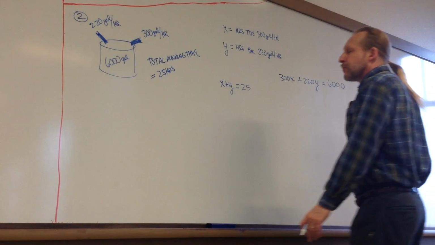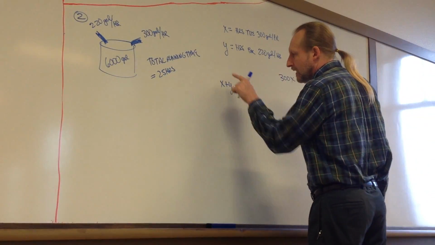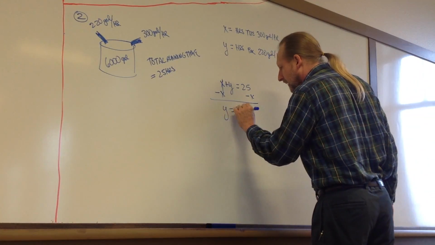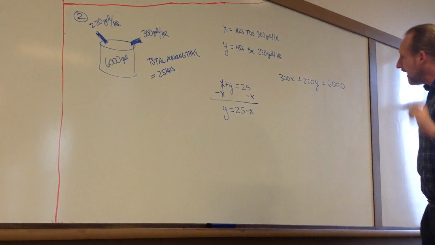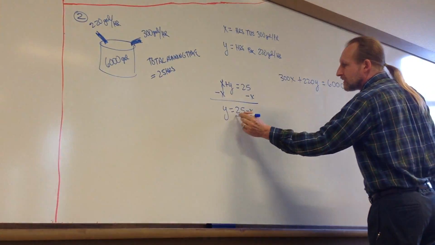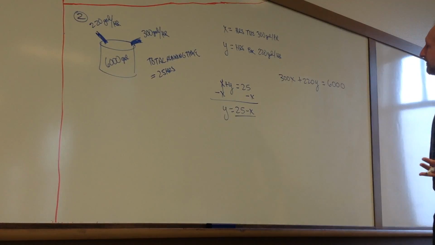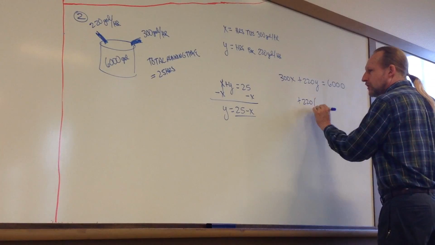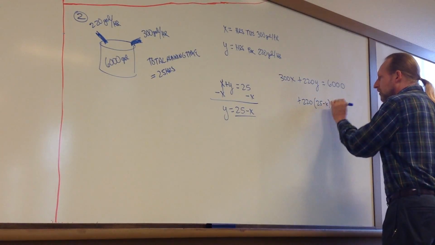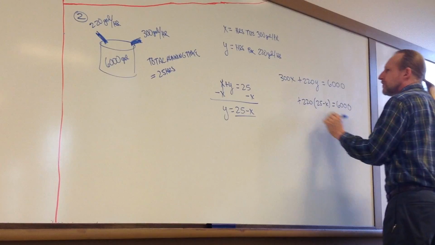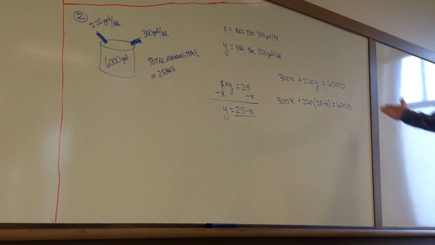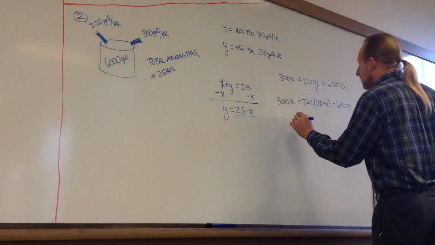The approach to do this is to isolate one of these variables. I'll isolate the y by moving the x to the other side, and then take this expression for the y variable and replace y with that, because that's going to give us an equation with just a single variable. Now we want to go through this algebra, and then we'll be able to solve for x.